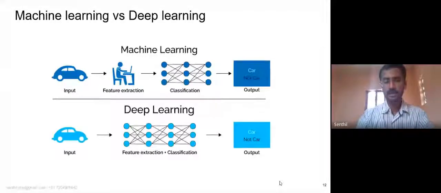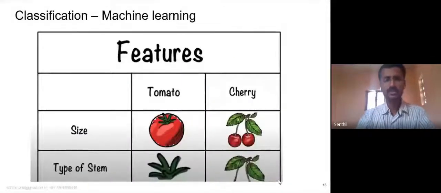In deep learning, when you feed in a number of car photos, the deep neural network itself automatically extracts the features of the object you are feeding, and classifies it. When you are using it, it will tell you whether the input is a car or not. So this is how feature extraction and classification work.